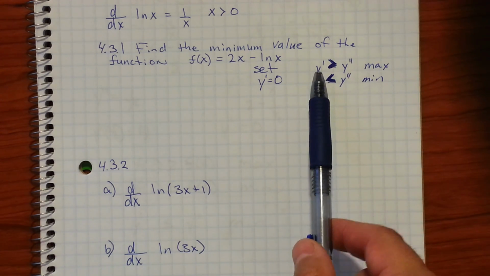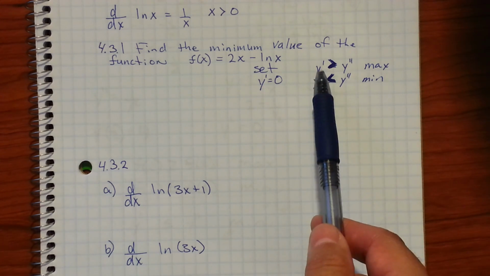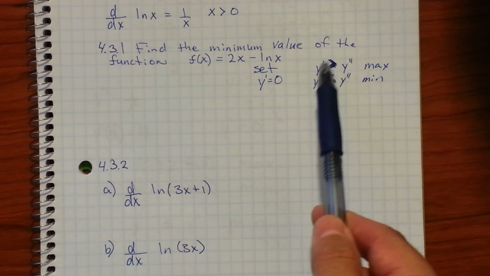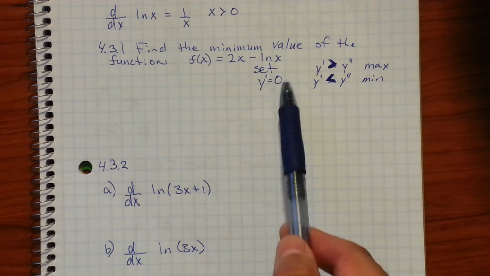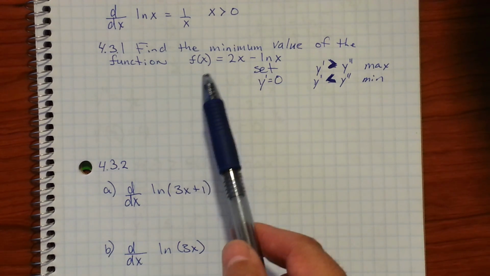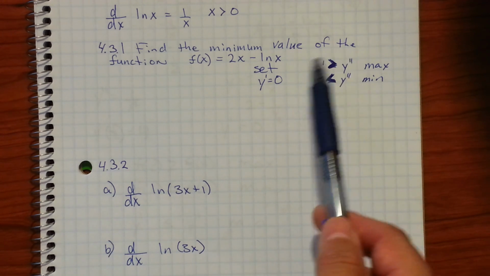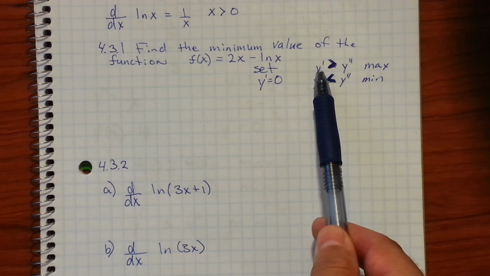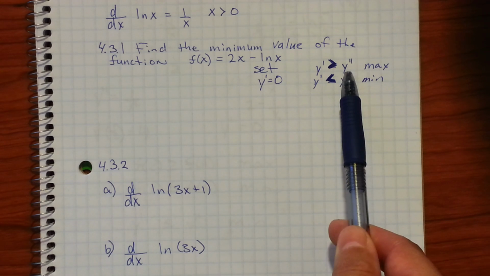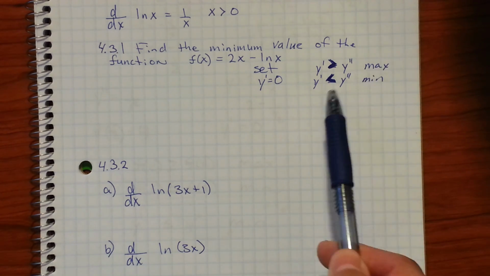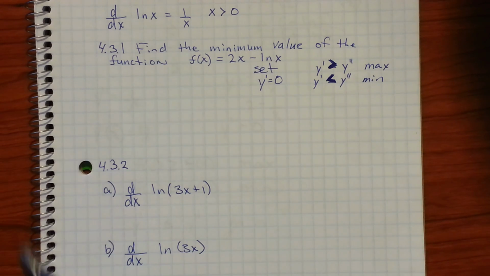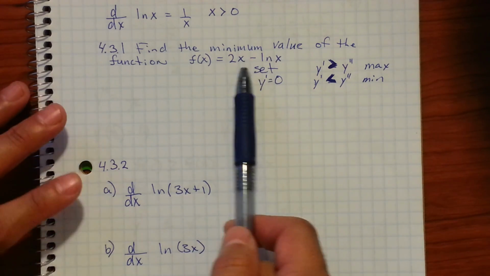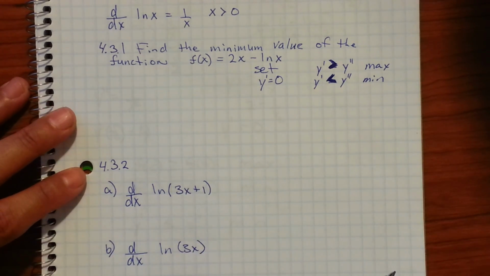I also need to know this over here. I have my y prime and y double prime, so it's the first derivative and second derivative. When I plug in that critical point into both of these: if the first derivative is greater than the second derivative, it's a maximum. If the first derivative is less than the second derivative, it's a minimum. So let's go through and actually do the derivative on this.